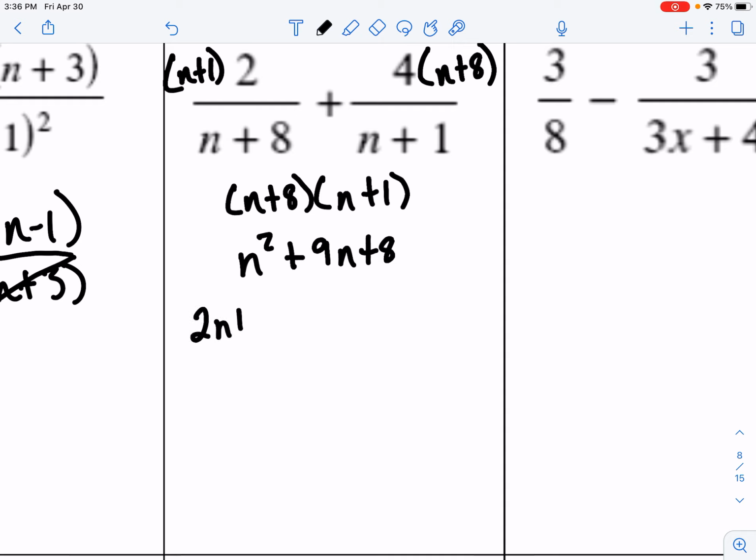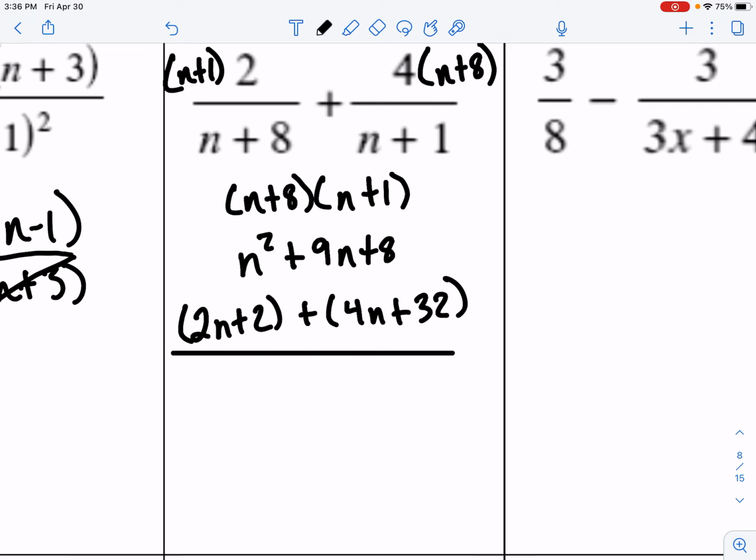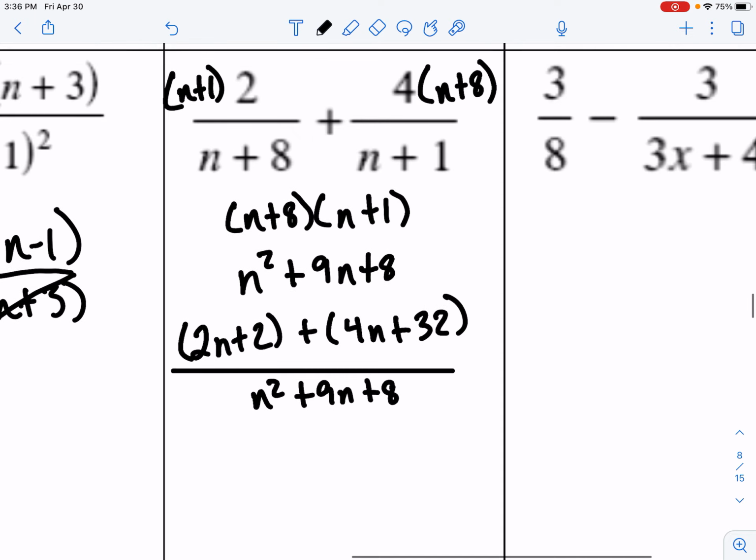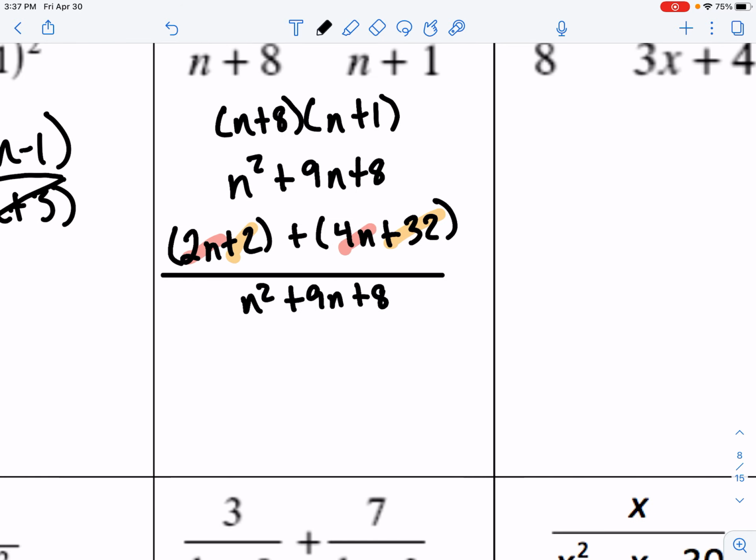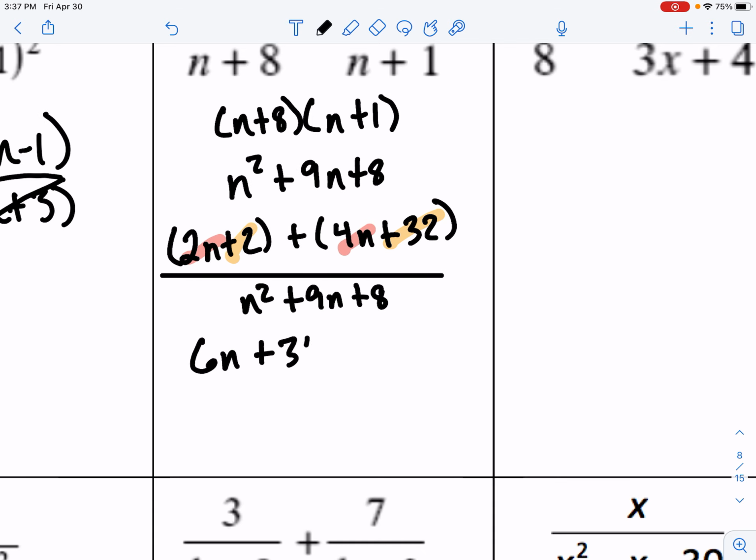Then I have 2n plus 2 plus 4n plus 32 all over n squared plus 9n plus 8. Again, find your common terms and then perform your operation, which is addition. So 2 plus 4 is 6n. 2 plus 32 is plus 34, over n squared plus 9n plus 8.